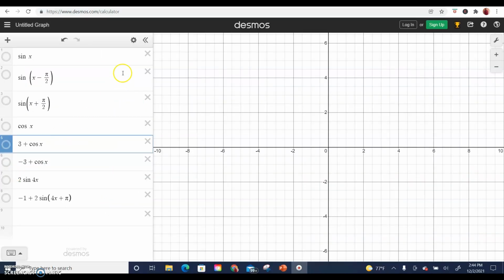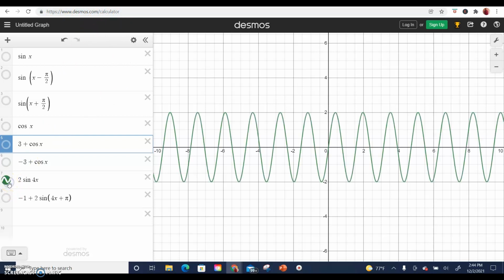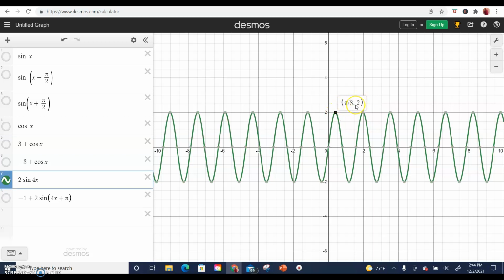Okay, so I'm back in desmos.com/calculator. You see the link up here in the address bar. And the first thing I'm going to show you is the graph of 2 sine 4x. You can check the points by clicking on them. So remember we had a point at pi over 8, 2. So up here, this should be our point pi over 8, 2. If I click on it, you see it's noted here.